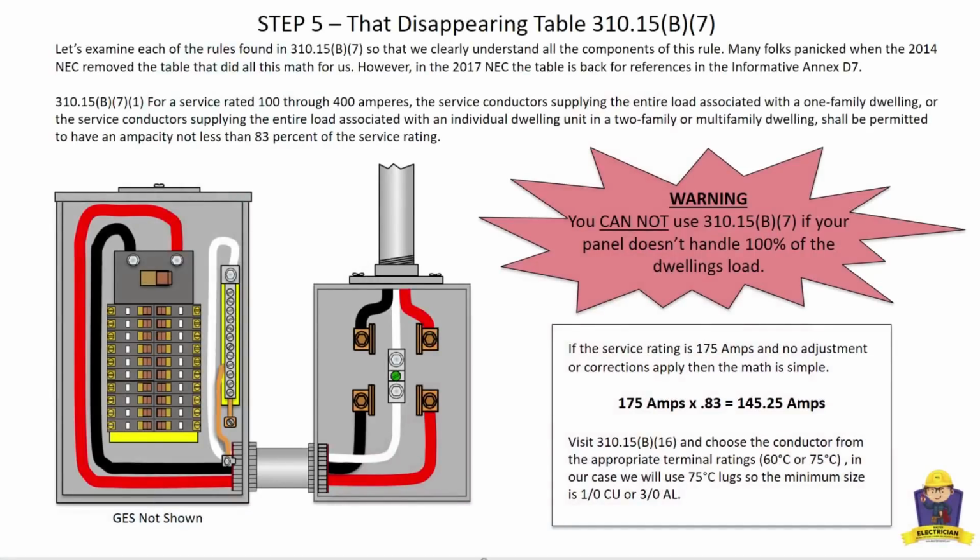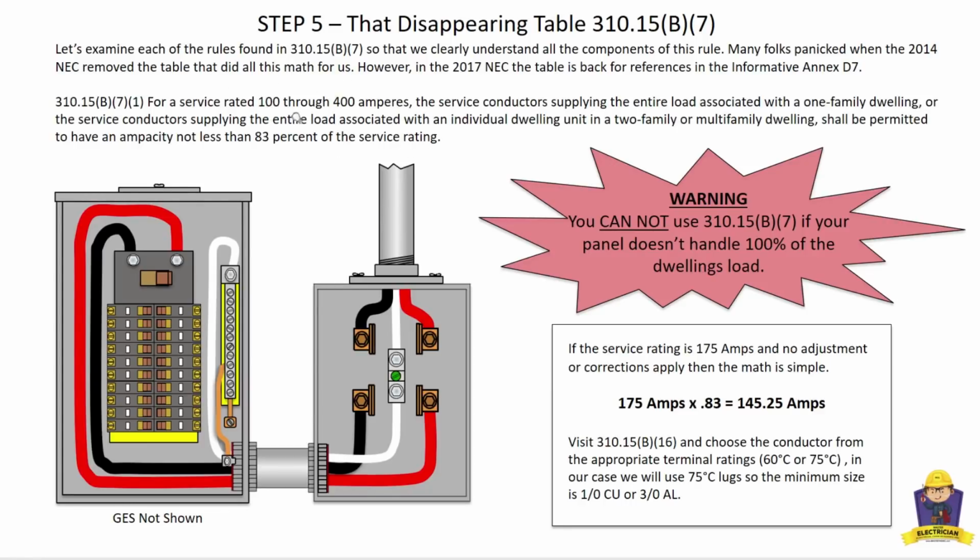All right, so this graphic I came up with to depict it. Now, again, remember, this rule only applies to services, and this is B7.1, because there's 4 of them, but we're going to do each one of them. In B7.1, we're only dealing with services, and it only deals with services rated 100 through 400 amperes. No, it doesn't apply to those over 400 amperes.